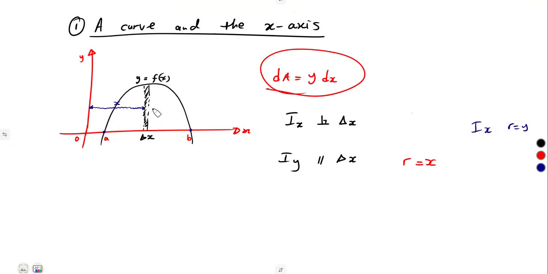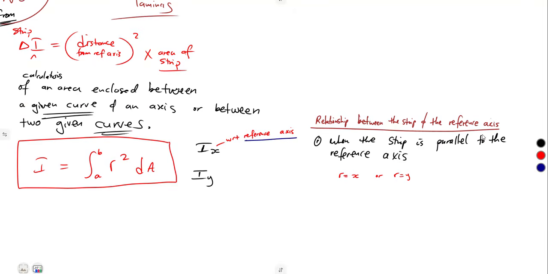So in this case, for this one that we are having here, because of the curve and the x-axis, our r is equal to x. We are going to look into another one where we are going to have the curve and the y-axis. That's when you're going to see that r will be equal to y, and there it will be the second moment of area with respect to x that you're calculating. So that is what you have to consider. So here r can be equal to x, r can be equal to y. That is the most important thing.